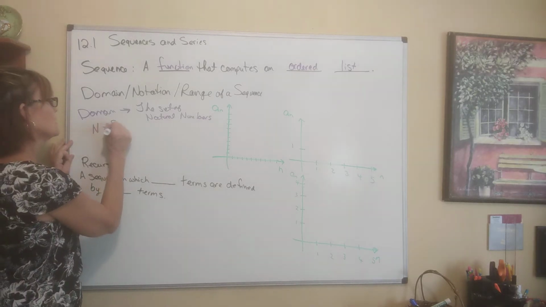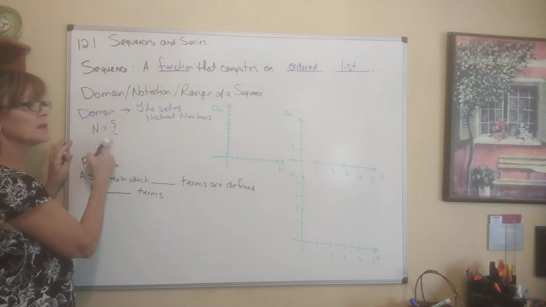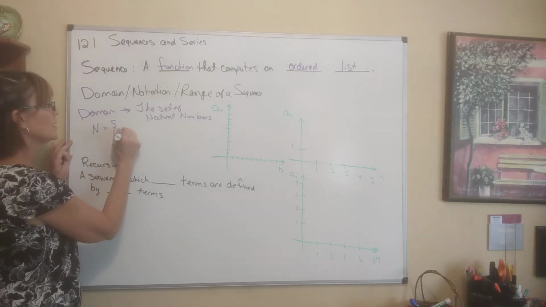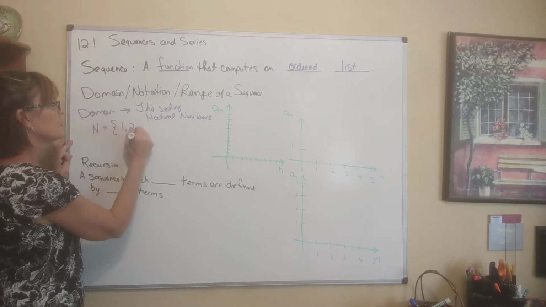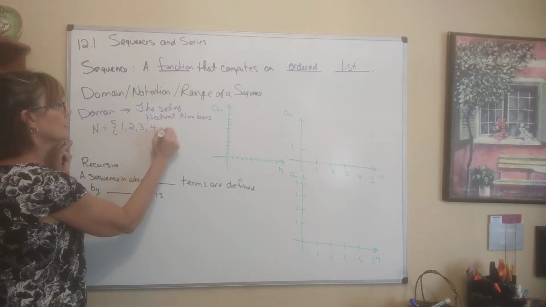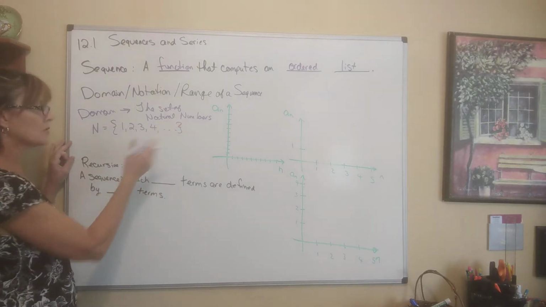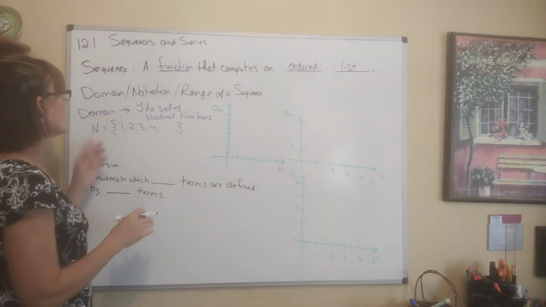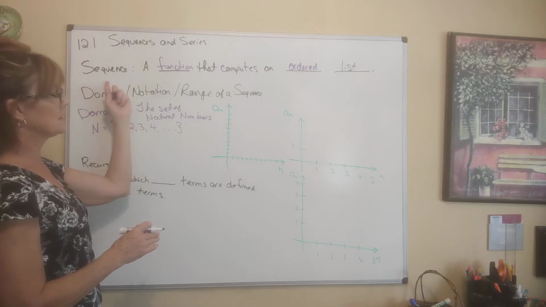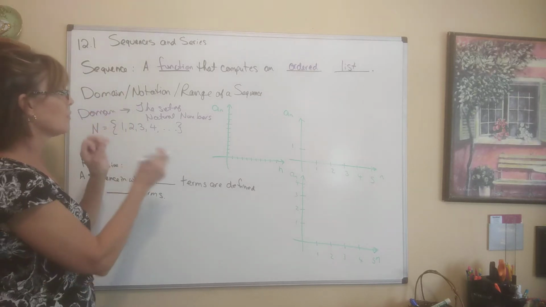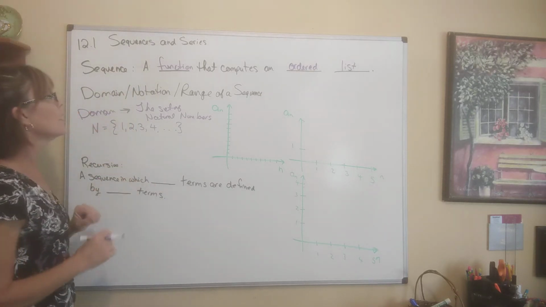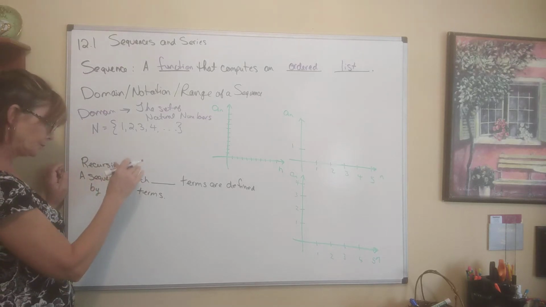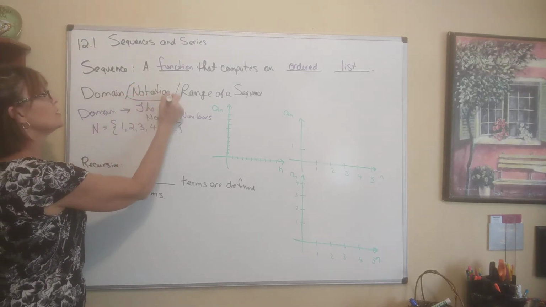This is the set. These little braces mean the set of all. And so 1, 2, 3, 4, and so on. So the natural numbers are the positive whole numbers. And that is what the domain of a sequence is. You only put in positive whole numbers. Okay, so let's talk about the notation next.